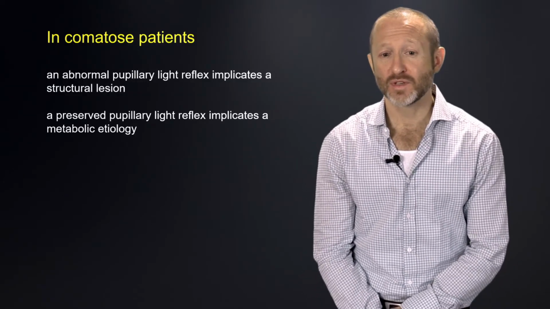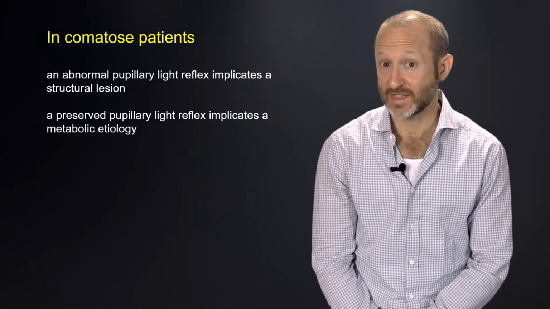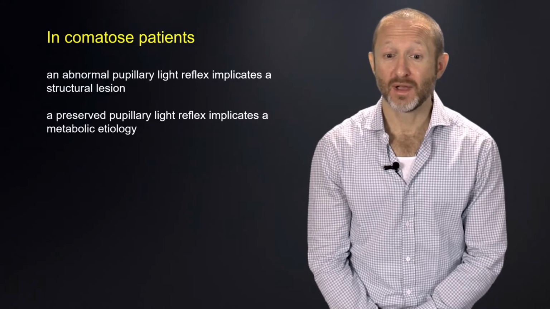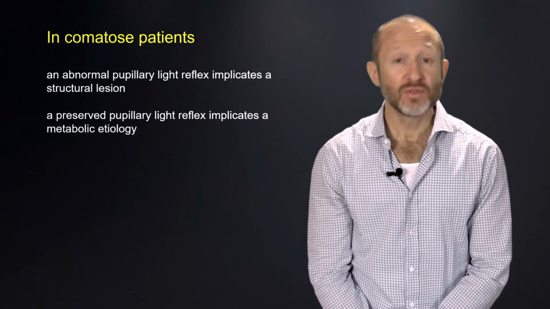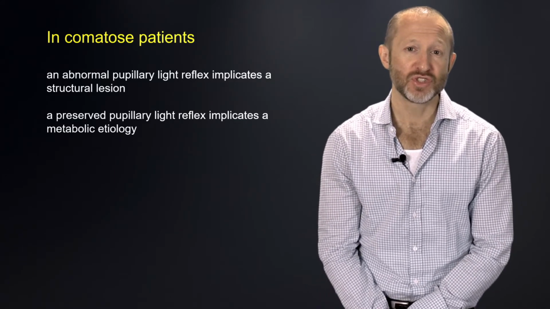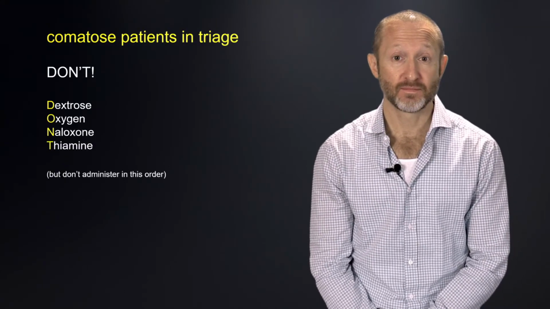Remember that in comatose patients, an abnormal pupillary light reflex usually implicates a structural lesion. However, in metabolic coma, a pupillary light reflex is usually preserved. You might use this concept as you're making clinical decisions regarding whether or not to image the brain of a patient under extreme resource limitations.